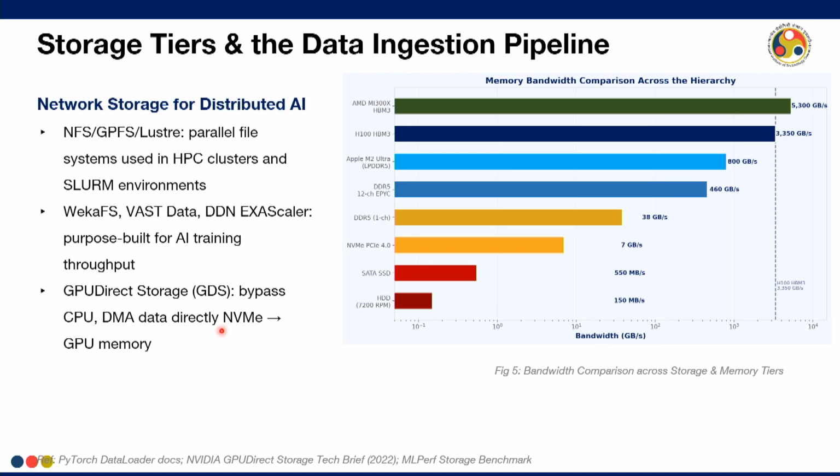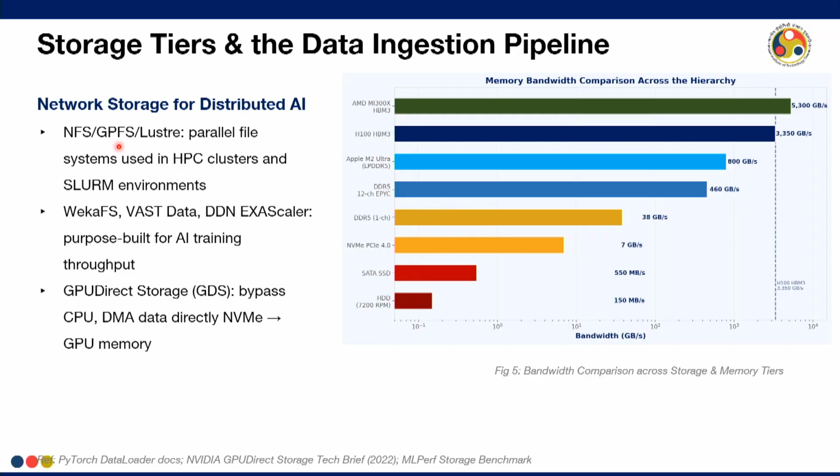So when we talk about multiple such systems, we need to think about no longer the unified file system. We need to think about data storage which is distributed, like NFS, like GPFS, which is IBM's large scale distributed data storage system, and Lustre. These are the different parallel file systems that are ideally used for HPC clusters and Slurm environments.